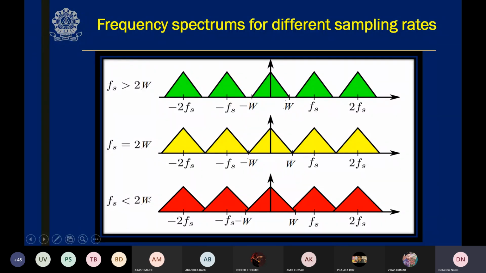So what conditions should be maintained for proper reconstruction of the analog signal from the discrete samples? It should be like this: Fs should be at least greater than or equal to twice W. This Fs equal to twice W is the critical point. This is called the Nyquist rate. And Fs greater than or equal to twice W is called the Nyquist condition or Nyquist criteria for reconstructing.